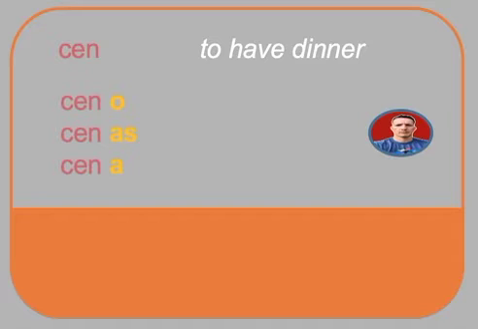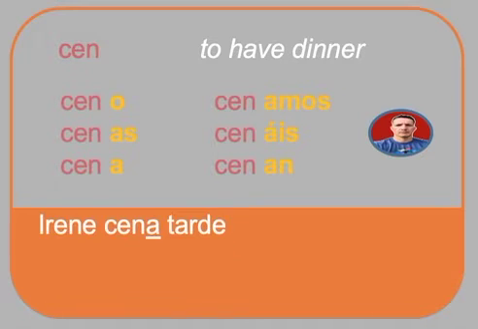So we've got ceno, cenas, cena. Then we've got the plurals. So cenamos. Cenamos means we eat. Cenáis is you plural. So if I was in class with you, I would be talking about cenáis, you eat. And then finally we've got cenan, they eat. We're talking about more than one person. Okay, so let's have a listen to the whole paradigm. The whole lot is ceno, cenas, cena, cenamos, cenáis, cenan.